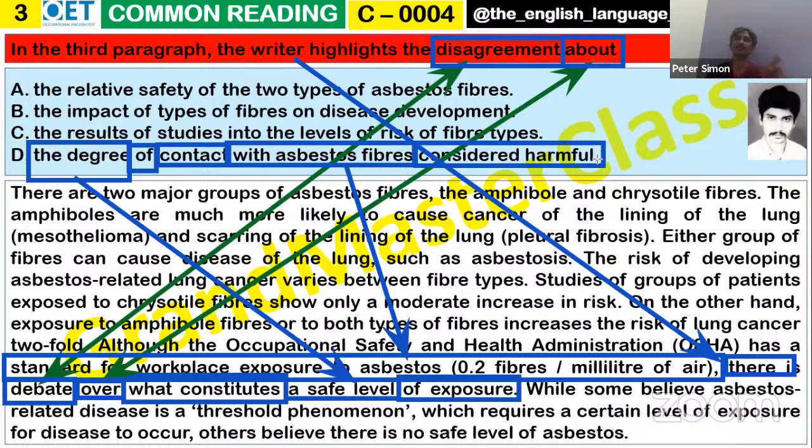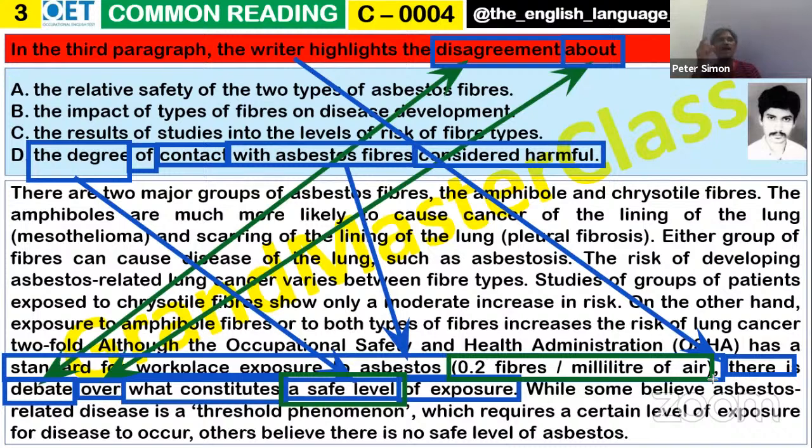It's the reverse angle he has given there. So try to focus on this one. Harmful, he has just given the trap here. Here he is talking about safe level. So if within this 0.2 fibers per milliliter of air it is safe, beyond that 0.2 is also harmful. That's what it is. So try to see the answers.